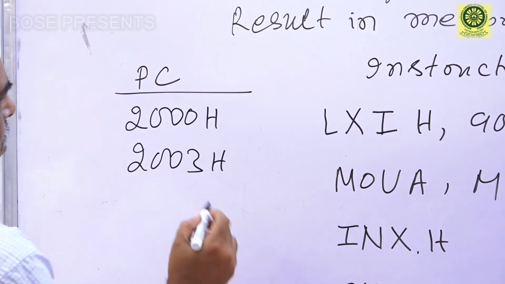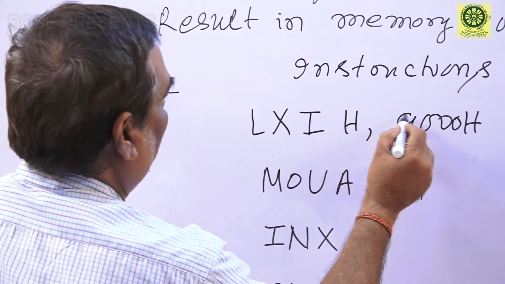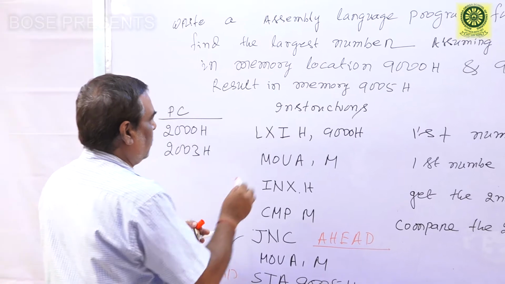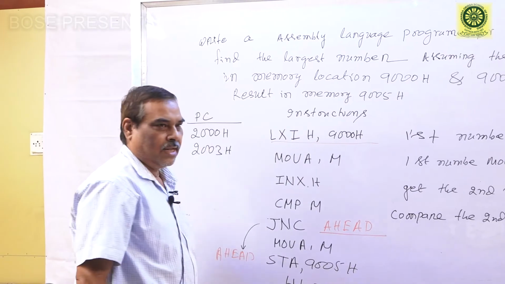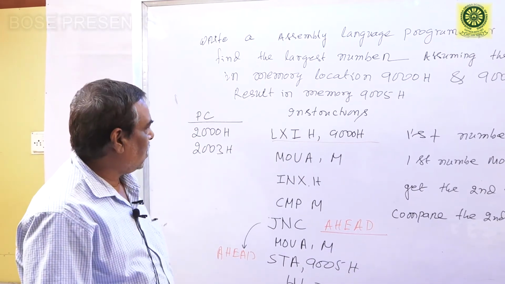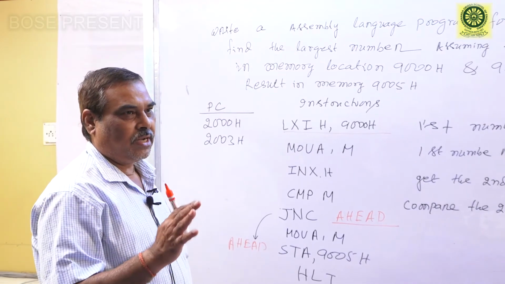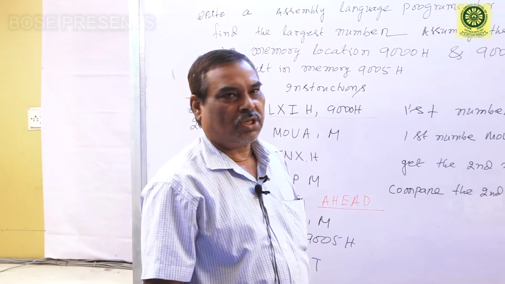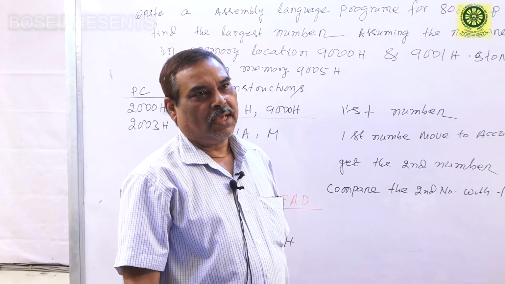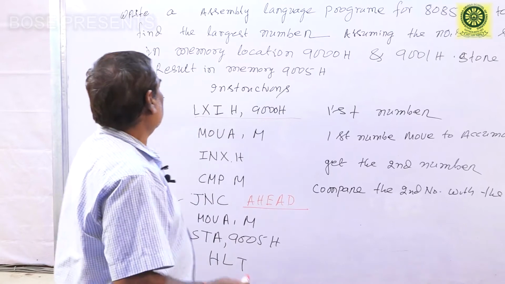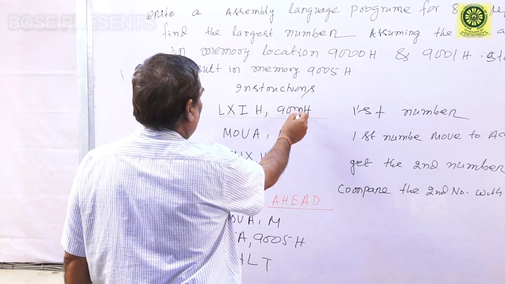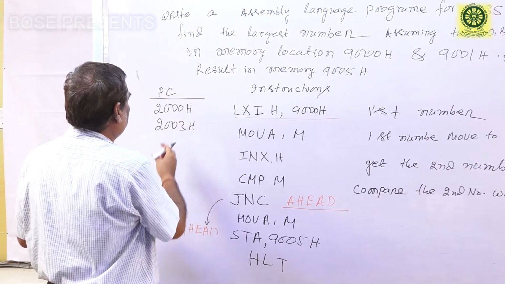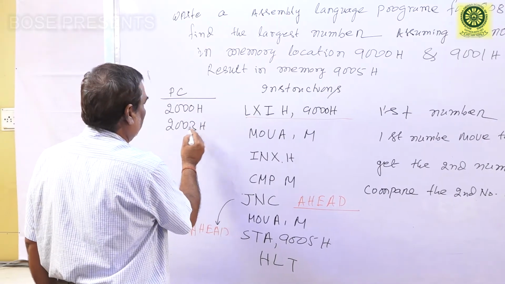So if the first program counter content is 2000H, then the next instruction address is 2003H. Why? Because this is a triple byte instruction. A triple byte instruction means any instruction that consists of an address. Any instruction that consists of 8-bit data is a double byte instruction, and any instruction that does not consist of any data or address is a single byte instruction. Since this is a triple byte instruction, the next instruction address in the program counter is 2003.